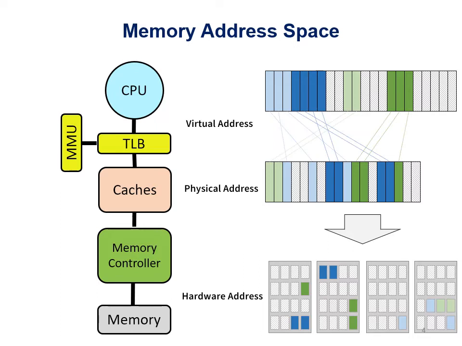In contrast, the PA to HA mapping further transforms the 1D linear physical address space into an internal multi-dimensional hierarchy structure of channels, pseudo-channels, ranks, bank groups, banks, and rows. The PA to HA mapping is typically managed by the hardware, for example, the memory controller.